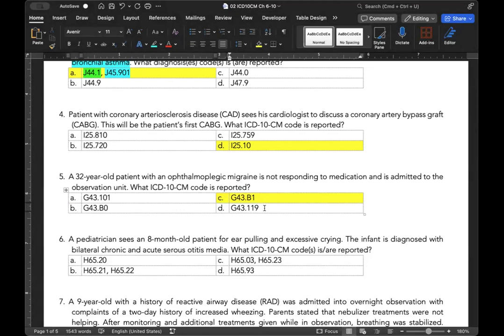So if those terms confuse you and you have difficulty remembering which one is which, you can always write those definitions at the top in the margin. So intractable means that it does not respond. Not intractable means it does respond to medication. Okay, any questions on that one?